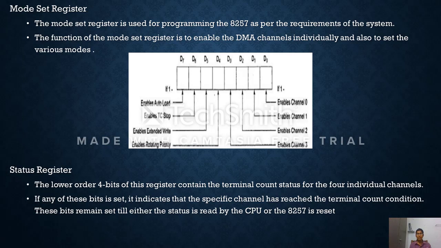So hence, by using the mode register we can set according to our requirements, and also enable the channels which we want to send data. And in the status register, the lower order 4 bits are used for terminal count, and basically these are used to know whether the channels have reached the terminal count condition. If they reach the terminal count condition, then the corresponding bits are set, and these bits stay set until the CPU reads or the 8257 is reset.